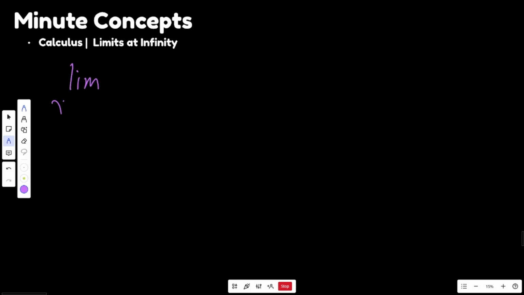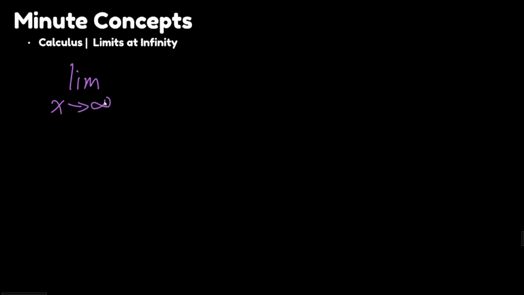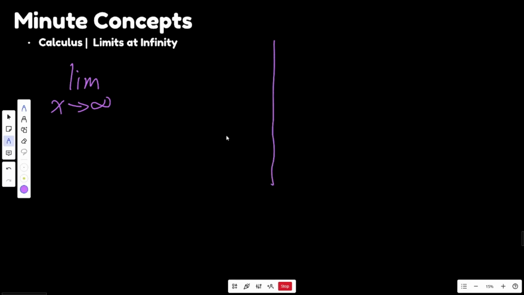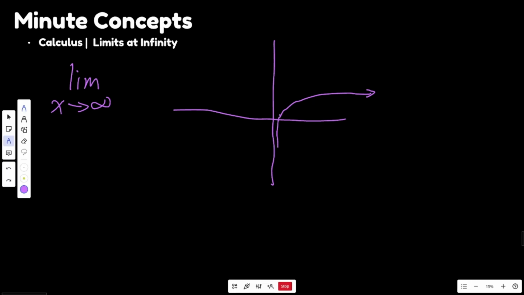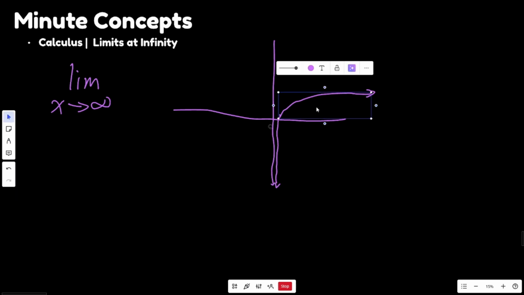Limits as x approaches infinity are easily described by, for example, a graph. If you want to use graphical analysis, it's easy to describe the limit when you see a function that goes like this. Let's change the color of that. A function like this goes on infinitely to the right and infinitely to the bottom.